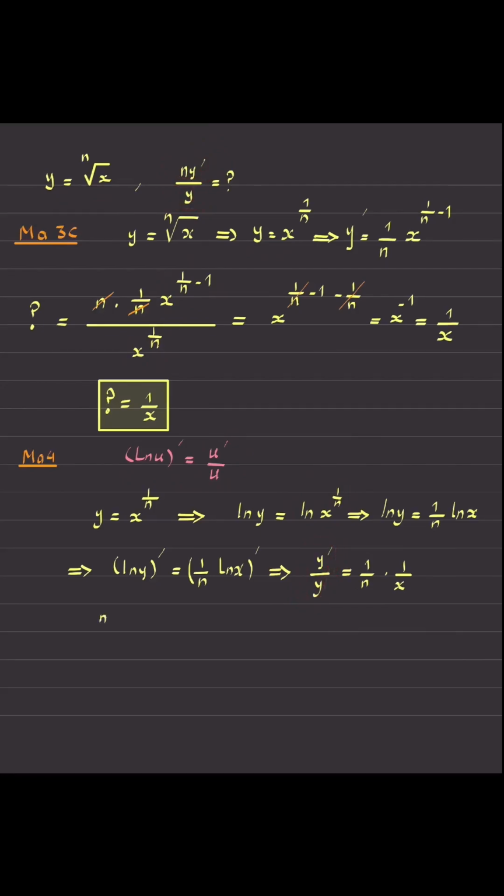When I multiply the left side by n, it becomes exactly my question mark. And when I multiply the right hand side by n, the n that I multiply will cancel this n here, and what is left for me is 1 over x. So that means the question mark is equal to 1 over x as well.